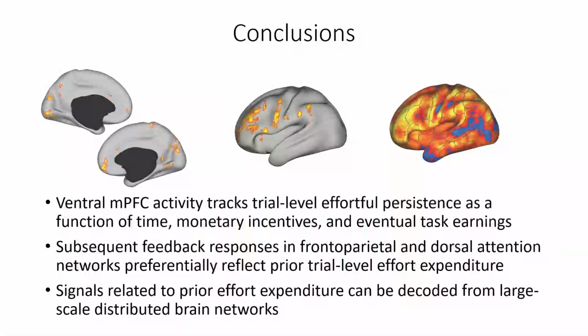So the conclusions from this project are ventral MPFC activity tracks trial level effortful persistence as a function of time, monetary incentives, and eventual task earnings. Subsequent feedback responses in frontoparietal and dorsal attention networks preferentially reflect prior trial level effort expenditure. And also signals related to prior effort expenditure can be decoded from large-scale distributed brain networks.